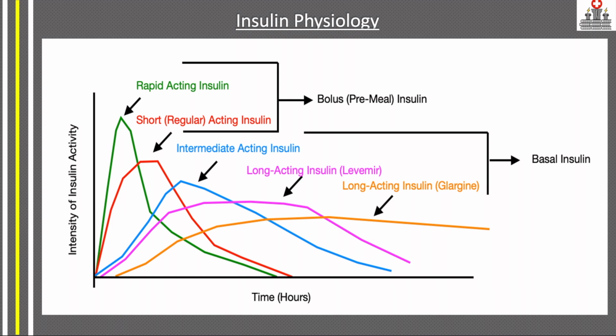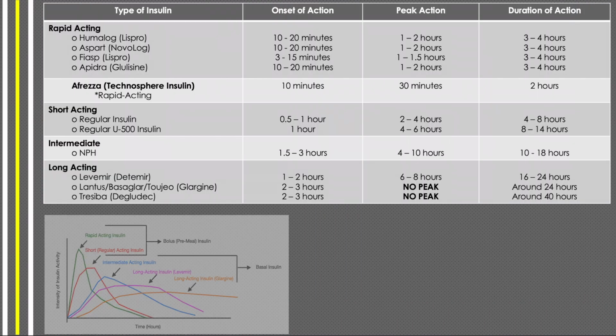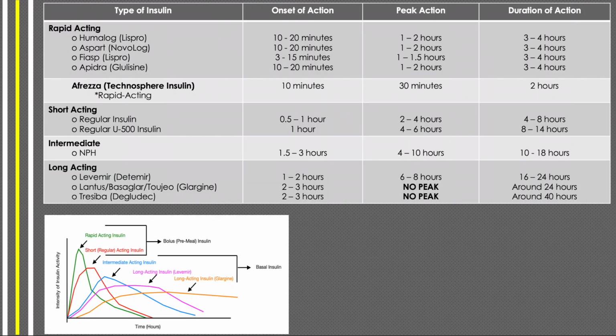So if we go into this graph in more detail, we can look at the varying classes. So if we start with rapid acting insulin, you can see there's different types. They're all slightly different, but overall they're quite similar in terms of their onset of action within about 20 minutes. They peak within 1 to 2 hours, and by 4 hours, the duration of action has finished.